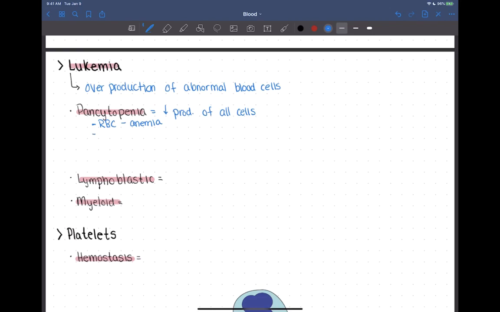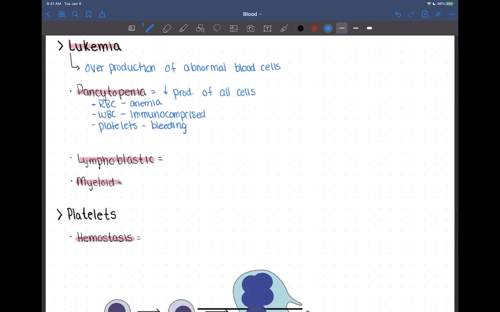They wouldn't make enough white blood cells, so they would be immunocompromised, right? So they would be prone to infections, right? They would be very susceptible to getting severe infections because they don't have those white blood cells there to fight off the infections. And also they wouldn't make enough platelets. Okay, so then they would have issues with bleeding, right? So they get cut and it wouldn't clot properly. Okay, so that results from that pancytopenia.